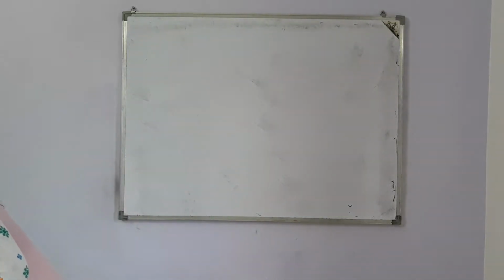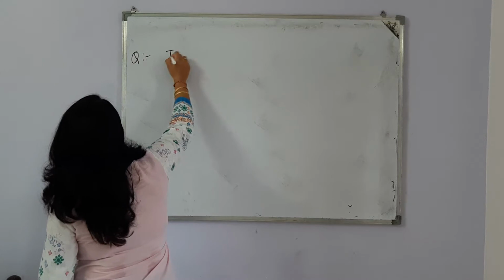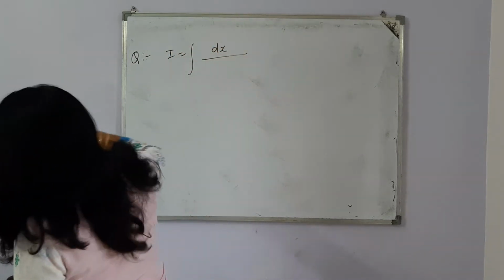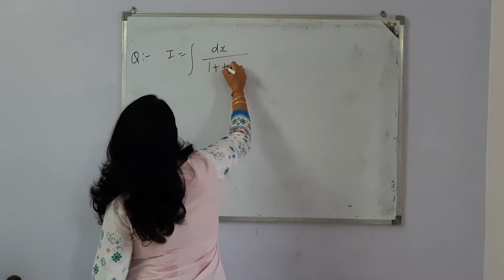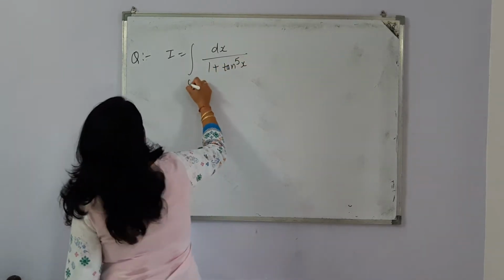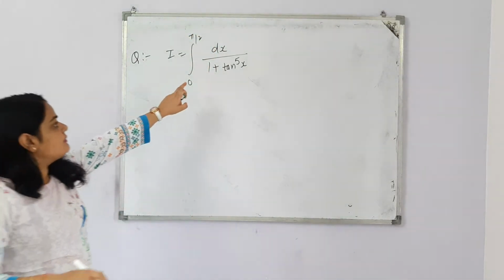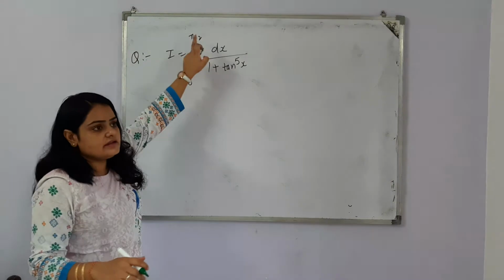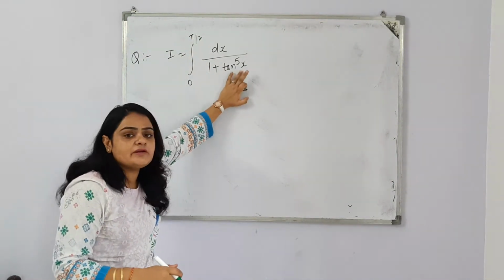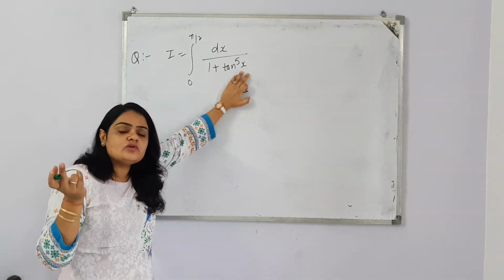Now, the next question is the integral of dx upon 1 plus tan 5x, and the limits are 0 to pi by 2. Of course, we can directly apply the property. 0 to a is there, that means here a is pi by 2. In place of x, we can write pi by 2 minus x. Tan of 90 minus x changes into cot x.